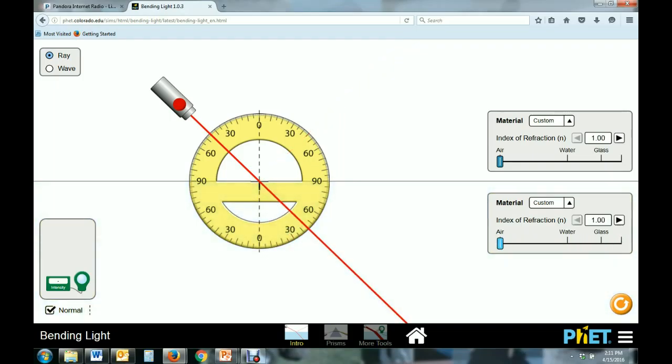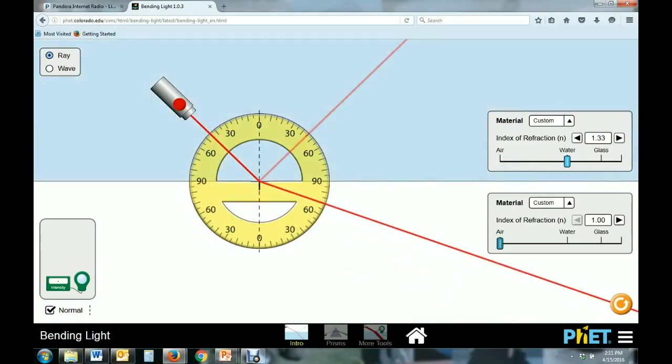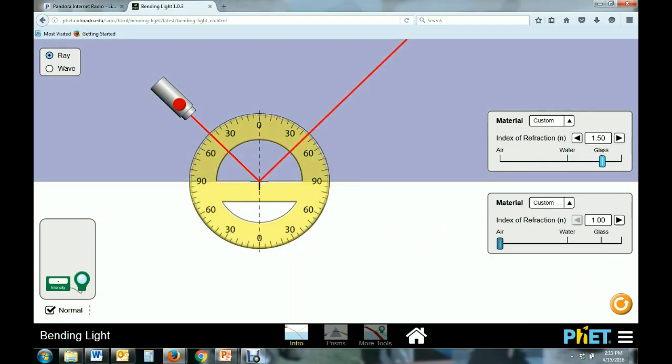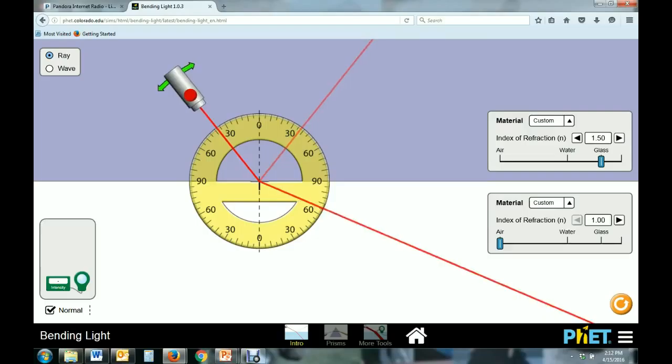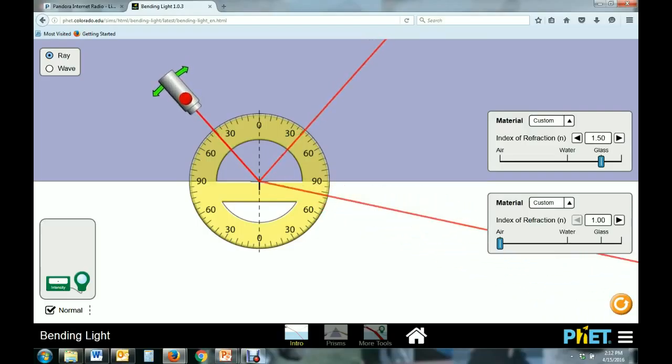On the other hand, if I put it back to water as my first medium, oh, better yet, let's go to glass as the first medium. We see from glass to air at 45 degrees, there is no refracted beam. This is because you've now hit an area called total internal reflection, and this is the principle by which fiber optics work. If I change the angle, I can bring the refracted ray back. The angle where it disappears is called the critical angle.